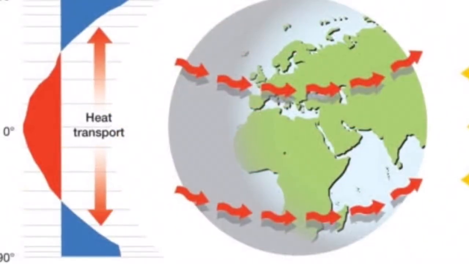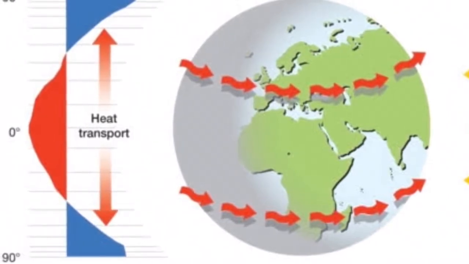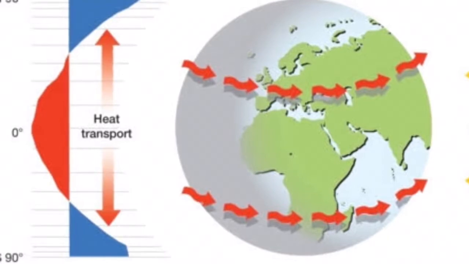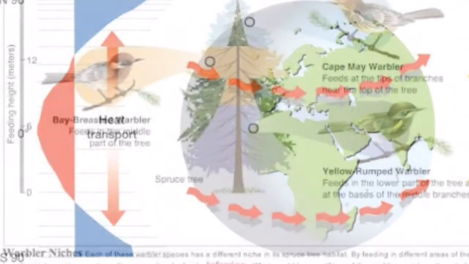Heat transport in the biosphere. The unequal distribution of heat across the globe creates winds and ocean currents, which transport heat and moisture.